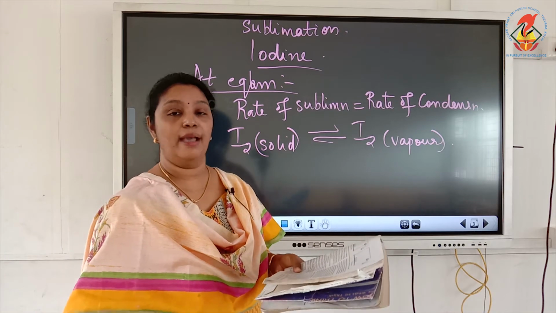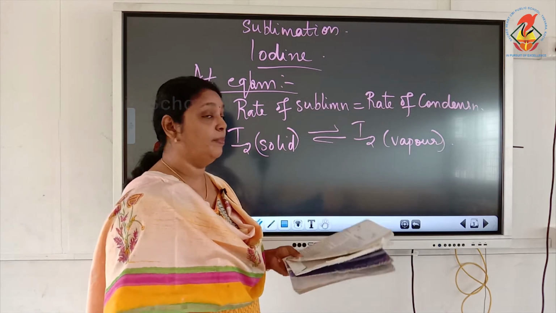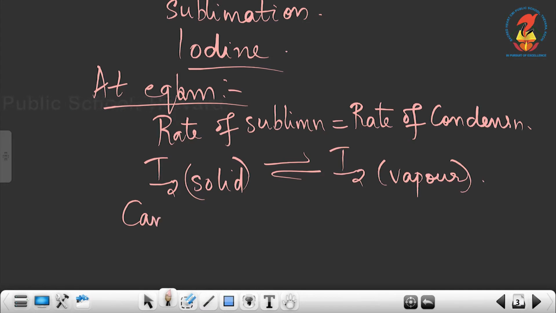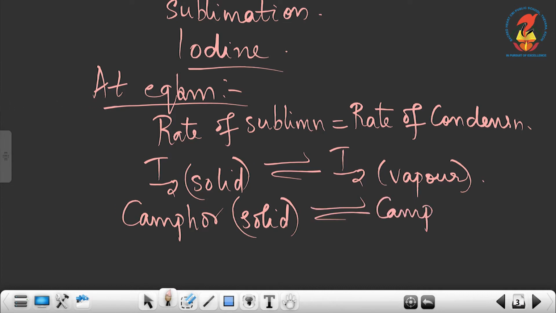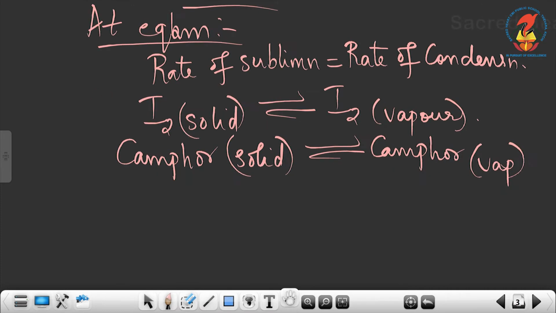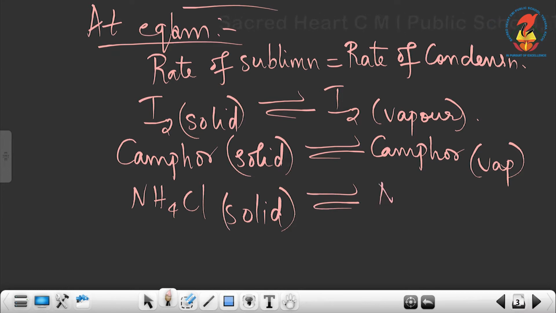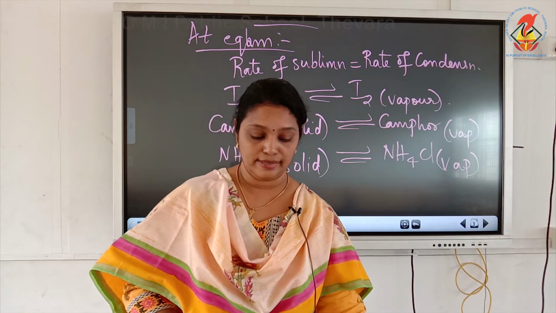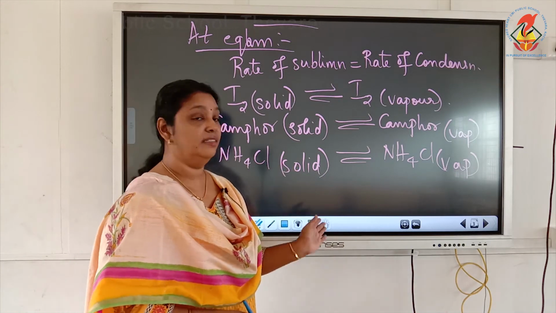Now, there are other examples for the solid vapor equilibrium. Other example is camphor. Camphor in solid state is in equilibrium with camphor in vapor state. Now, one more example is ammonium chloride. Ammonium chloride is a solid which can easily sublime, and is in equilibrium with ammonium chloride in vapor state. So, these are the different examples. Okay. So, these are the 3 types.